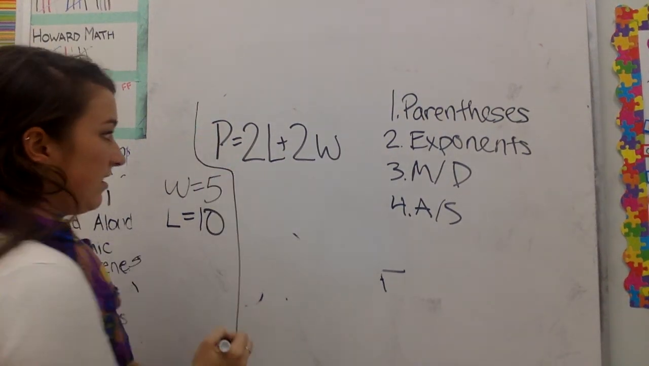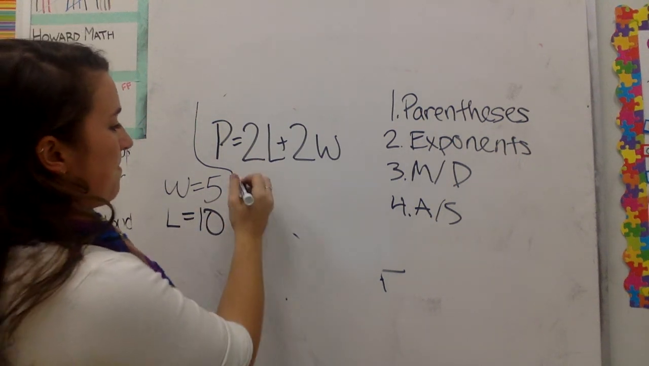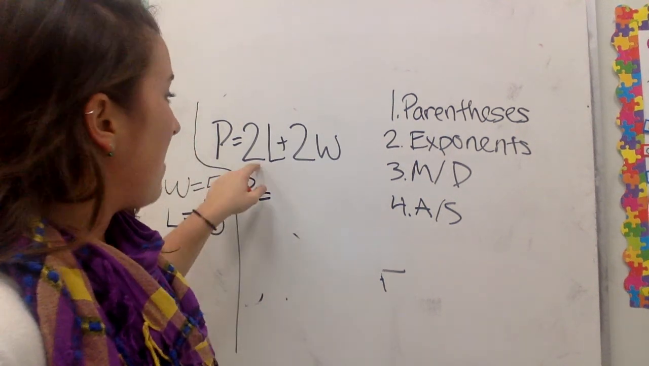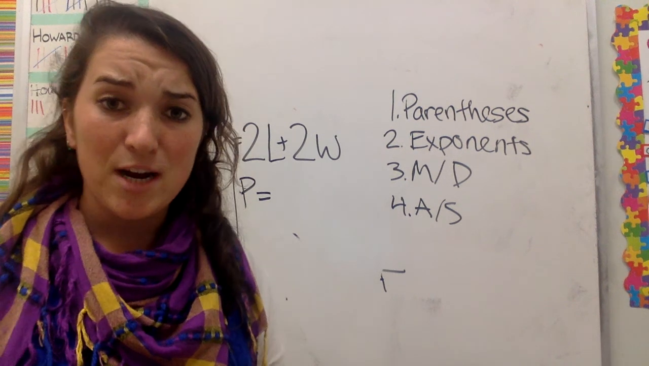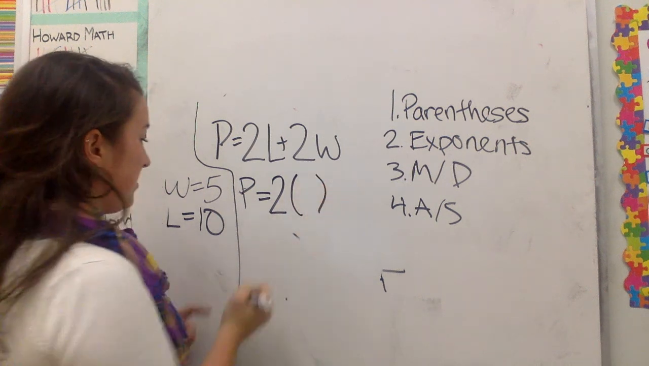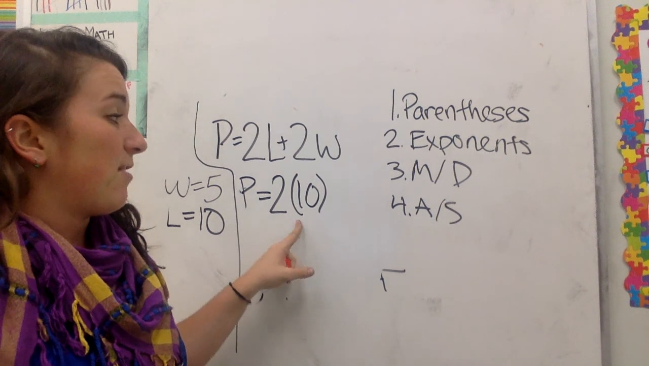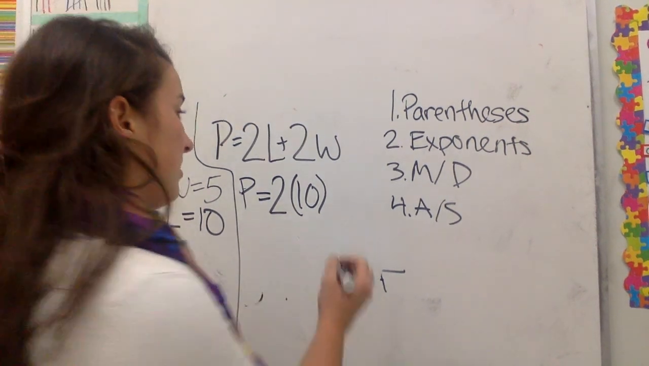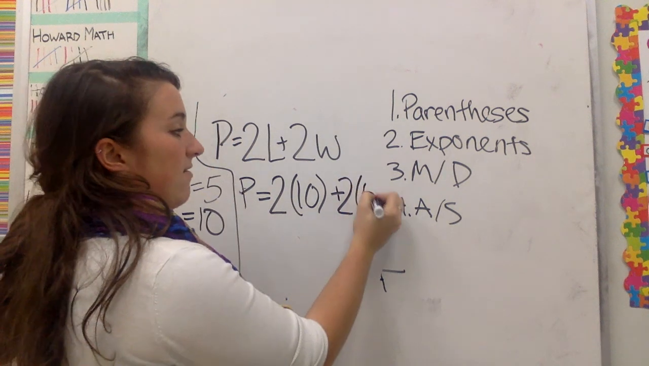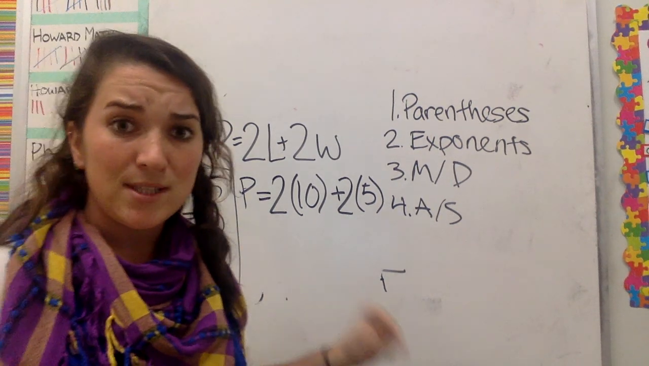So let's get started. I see that I'm going to rewrite P so we remember that it's P equals, because P is the perimeter. I see that we have multiplication, because when you have a number next to a variable, that means multiply. So when I substitute for my variable, I need to put parentheses where it used to be, and then put 10 in there because L equals 10. We need to make sure we have our parentheses so we remember it's multiplication. Then I would add 2 times W, which is 5, in parentheses. So now I have P equals 2 times 10 plus 2 times 5.